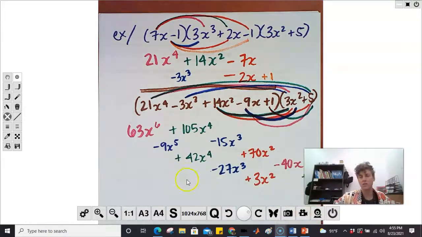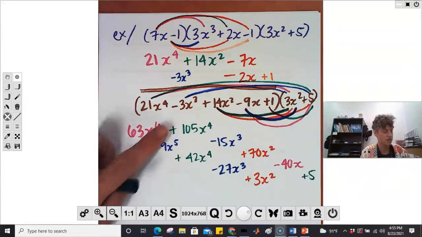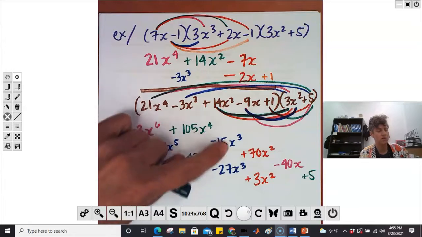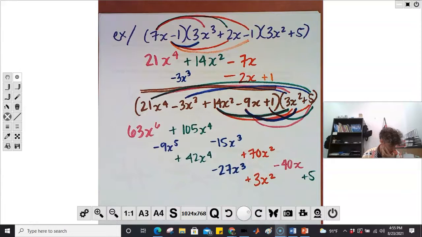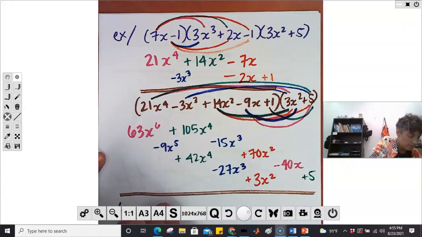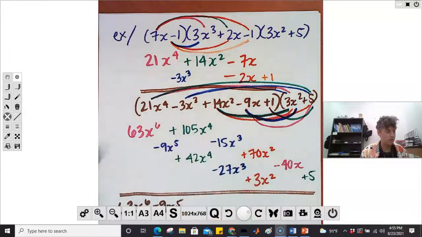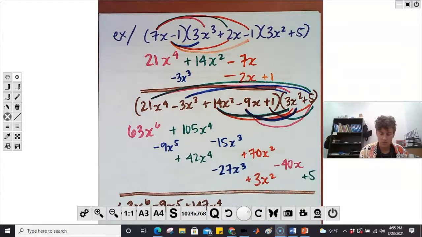Alright, I did my best to stack my numbers. I got an x to the 6th, x to the 5th, those are my x to the 4ths, my x cubes, my x squareds, my x, and my 5. And now, the moment of truth, where we add all these things up. 63 x to the 6th, negative 9 x to the 5th, 105 and 42 should be 147. 147 x to the 4th, negative 15 and negative 27.